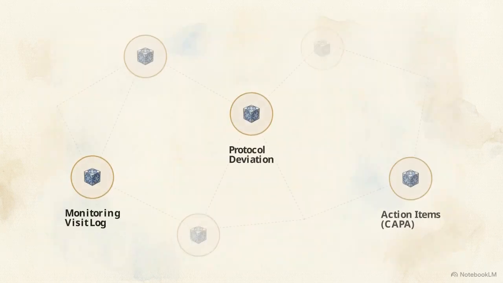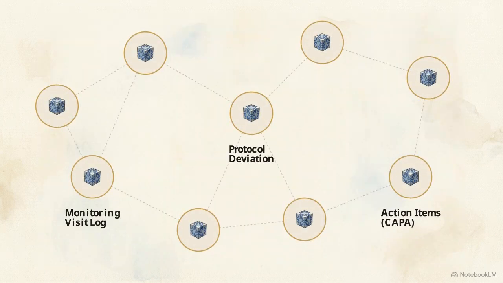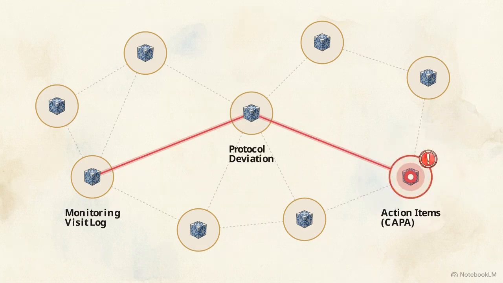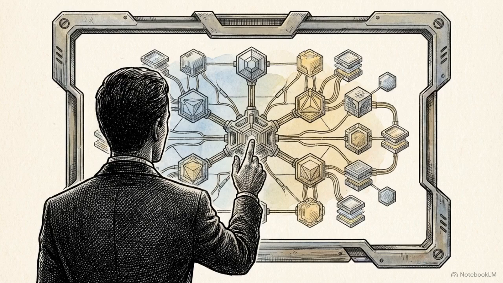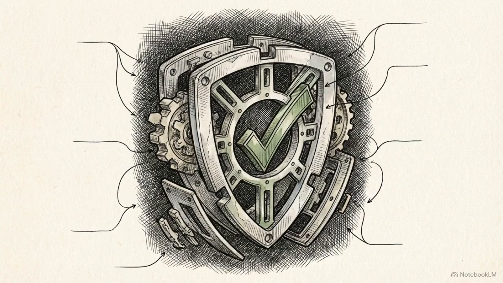This nodal diagram shows the final step. The deviation originates at the visit log, passes to the protocol deviation node, and hard links directly into the CAPA module, locking the action item into a critical state. This exact, unbroken relational path is what a QA auditor or regulatory inspector inspects. True traceability provides mathematical proof that the system identified a clinical mistake and forced the implementation of a corrective plan.